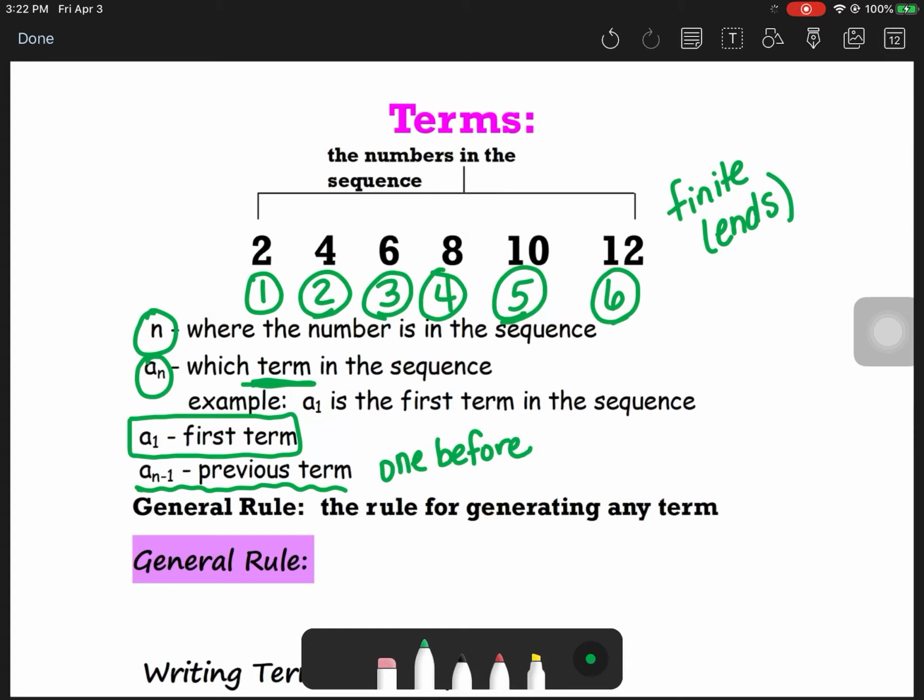If we take a look at what we have here, it looks like we're adding 2 each time. But really, when you create a sequence, you want to base it off of the n value. What am I doing to the 1 to get an answer of 2? What am I doing to 2 to get an answer of 4? And so on. Well, I am multiplying the n value by 2. So my rule is going to be a sub n equals 2 times n, or the number that I'm on.